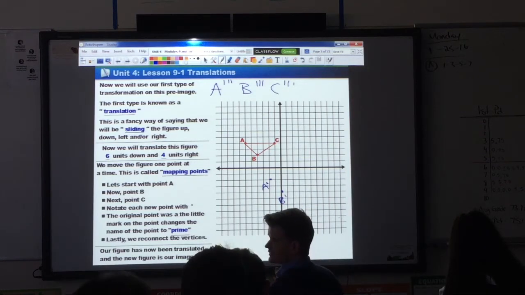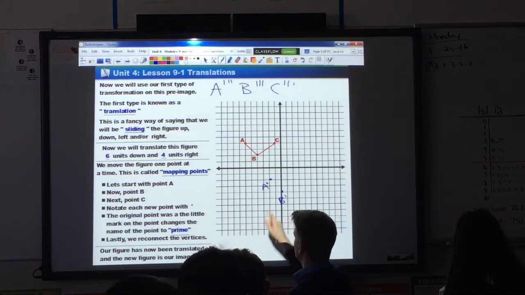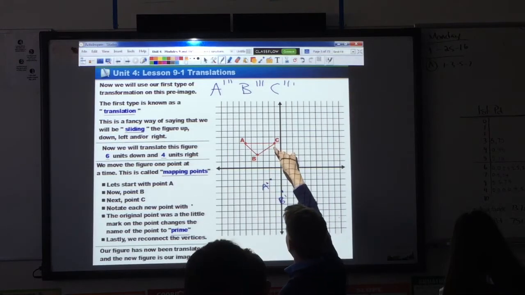If you forget your primes, when you're mapping, it's going to be wrong. Everything you do is wrong. This is no longer point A. It's A prime. That's not B. That's B prime. We go to C now. Down 1, 2, 3, 4, 5, 6.